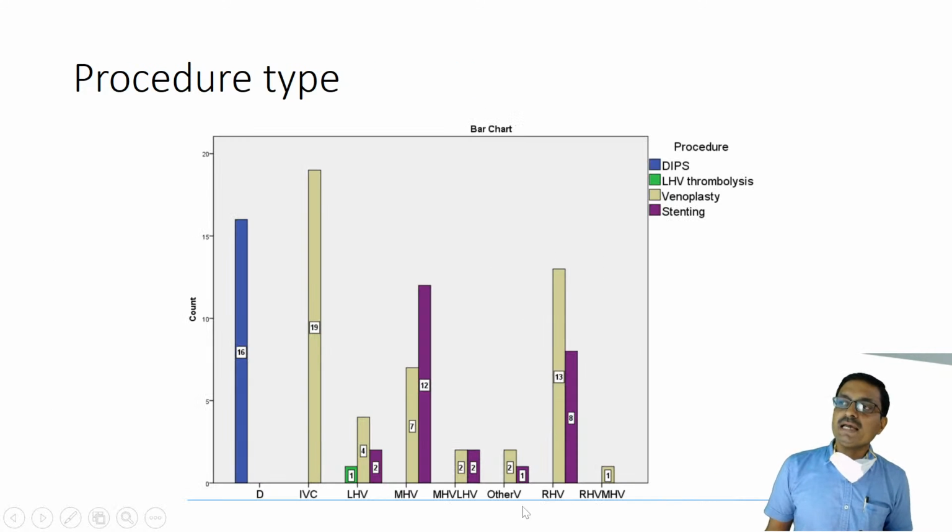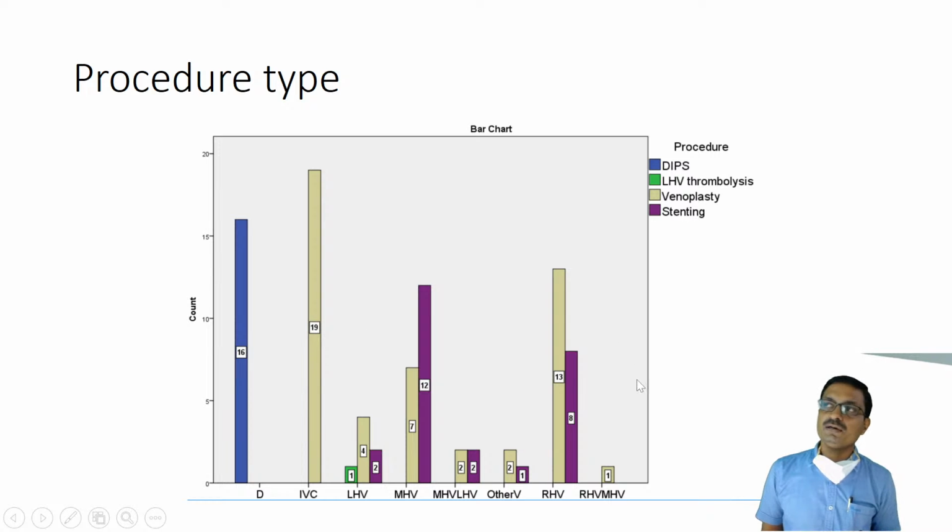So, procedure types. Based on the different types of morphology, we performed either venoplasty or stenting. This shows that most of the MHV lesions required stenting, whereas most of the RHV lesions and IVC required only venoplasty.